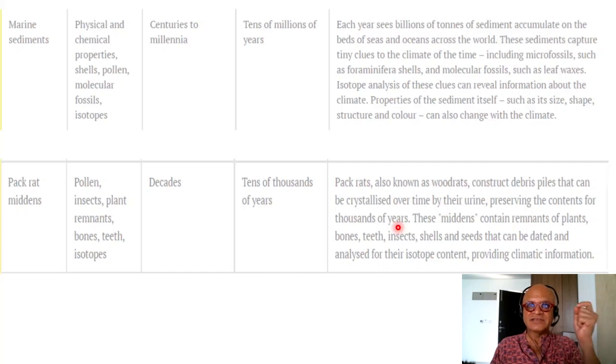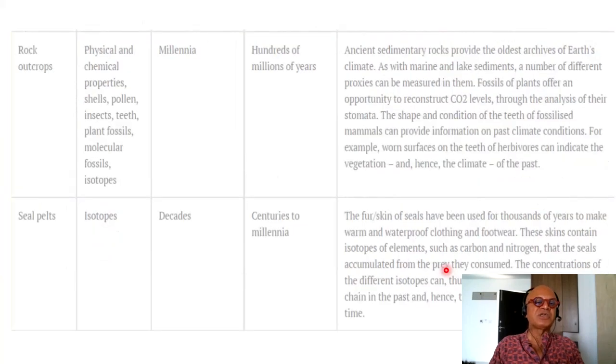So the urine has their dietary information and plant remnants, and their teeth have isotopic signatures of their diets, the climate, etc. Amazing, right? These middens contain remnants of plants, bones, teeth, insect shells, and seeds that can be dated and analyzed for their isotopic content, providing climatic information.